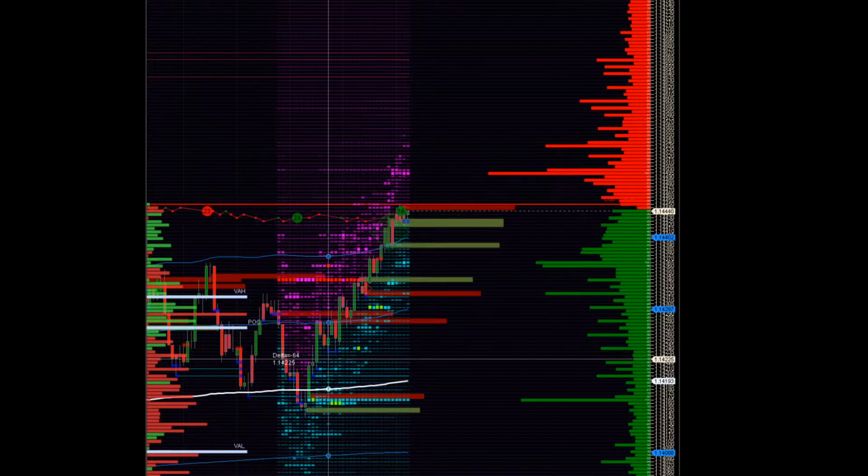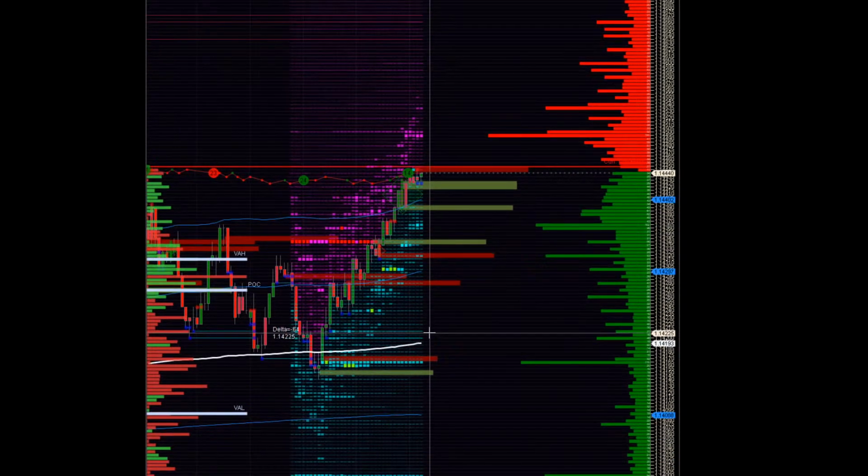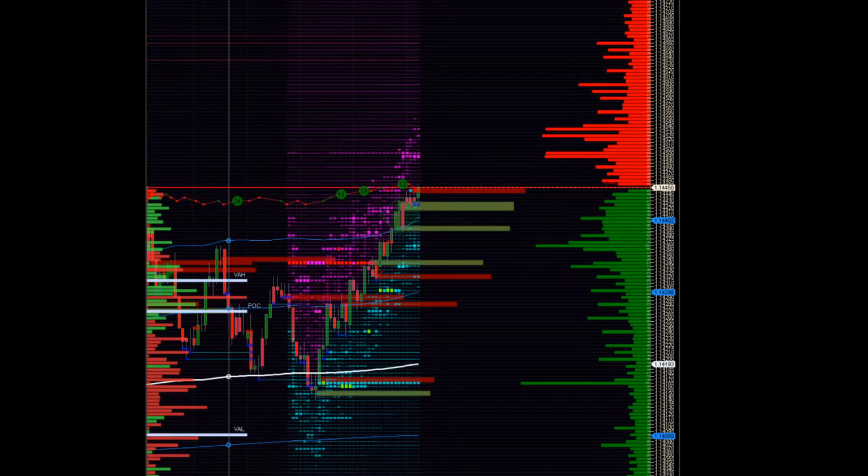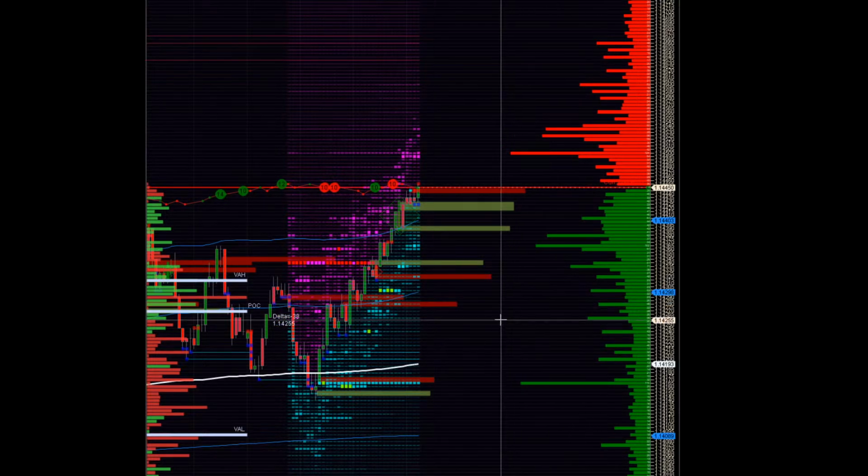Okay, so we have a lot of information here. We can see that the delta, which is the difference between buyers and sellers being aggressive, is more on the selling side here.